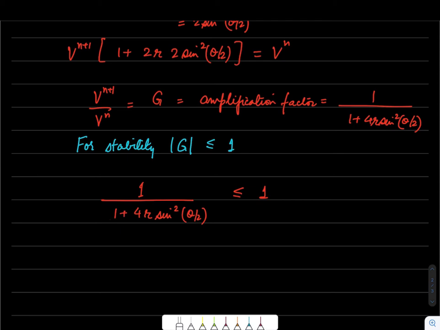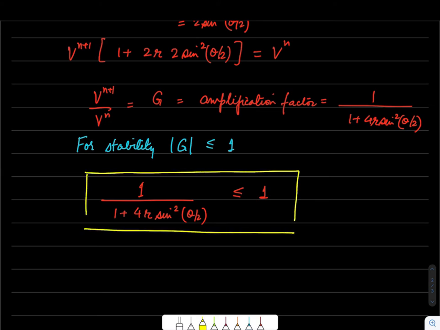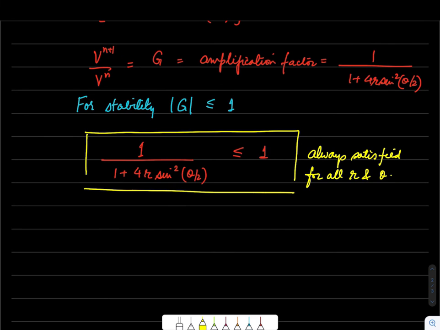We should note now that this number sine square theta by 2 is actually a number which is positive, r is also positive, and 4 is, of course, you're multiplying by a positive number, so the denominator itself is more than 1. So this inequality is always satisfied irrespective of the value of r and for all theta. So the scheme, we can say, is unconditionally stable.